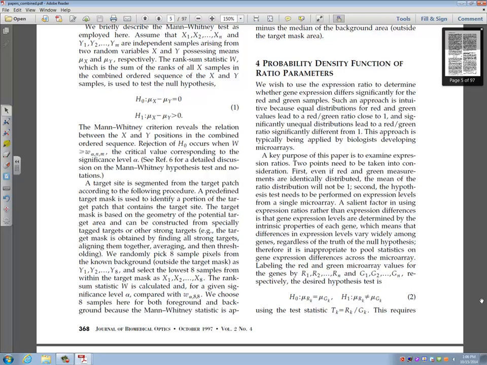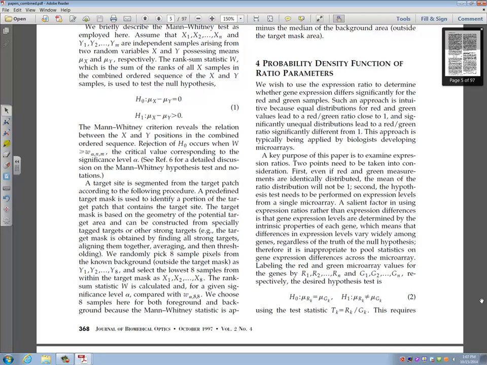Second, the hypothesis test needs to be performed on expression levels from a single microarray. Now, a salient factor in using expression ratios rather than expression differences: you want to use ratios because different genes will have different levels of response, right? So you don't want to just take the differences. Gene expression levels are determined by the intrinsic properties of each gene, which means that differences in expression levels vary wildly among genes, regardless of the truth of the null hypothesis. Therefore, it is inappropriate to pool statistics on gene expression differences across the microarray.